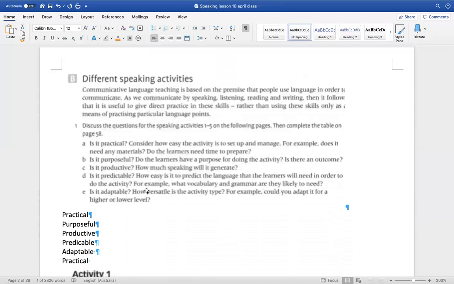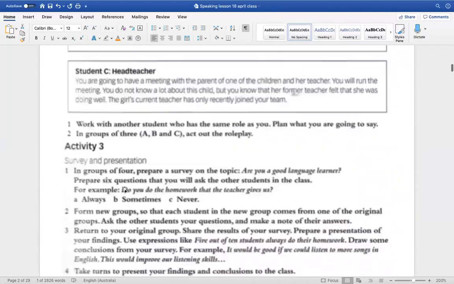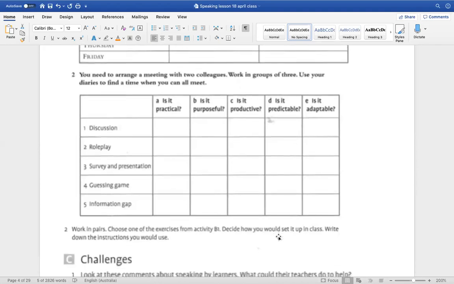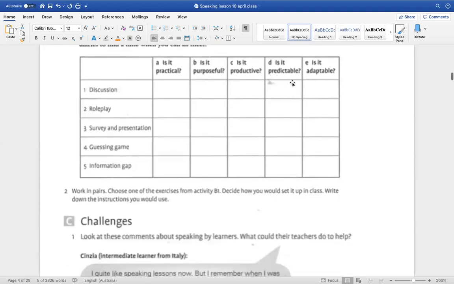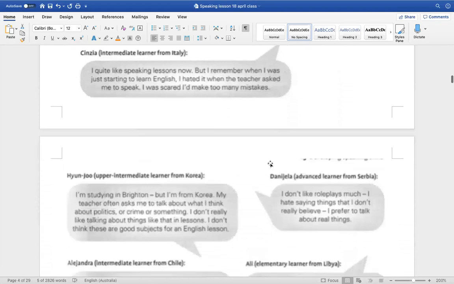Then there's lots of other speaking activities. We talked about these 5 aspects for each of them, which I'm not going to do, but I'll put it on WhatsApp for you guys to have a look at. But basically, we had to look at discussion, role play, survey, presentation, guessing game, information gap. Are they all of these? And we basically said that some things, like for example, discussion, role play, you wouldn't say it's predictable because you don't know, especially a discussion. So you'd have to coax them back to what you wanted, whatever the target language is. But for an upper class, maybe you just let them go a bit more so than the elementary class or pre-intermediate class.